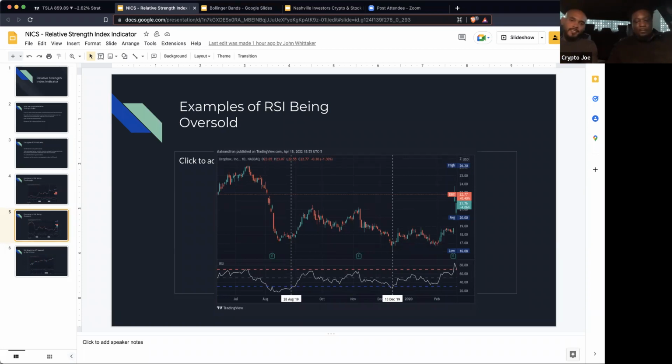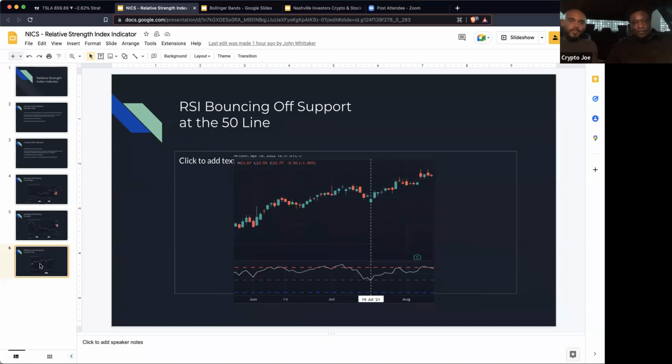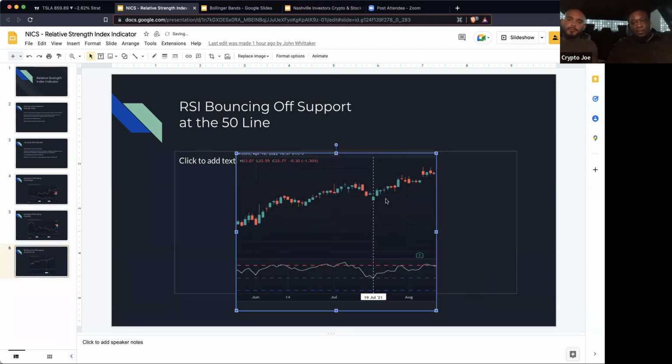It gets a little weird when it does that, so I try to stay away from those. RSI bouncing off the 50 was the next point. Just right here, it bounced right off the 50. If you imagine a line right here, a nice little support that turned into resistance, or resistance that turned into support, it bounced right off of that and continued up.